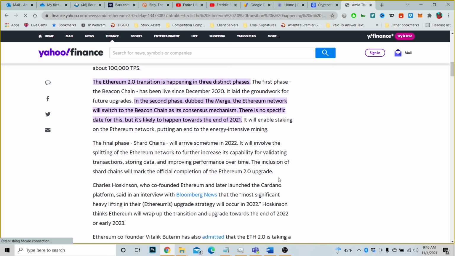Charles Hoskinson, who co-founded Ethereum before launching the Cardano platform, said in an interview with Bloomberg News that the most significant heavy lifting in Ethereum's upgrade strategy will occur in 2022. Hoskinson thinks Ethereum will wrap up the transition and upgrade towards the end of 2022 or early 2023. So we're not going to read this whole article. Like I said, I really think Ethereum wants a 2.0. This cryptocurrency will ride. So the more money you invest in this, the more that you will get out of it.